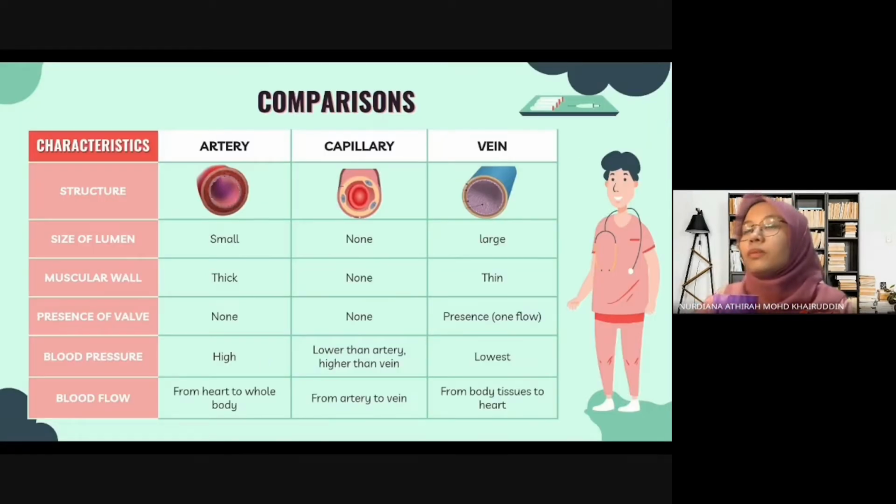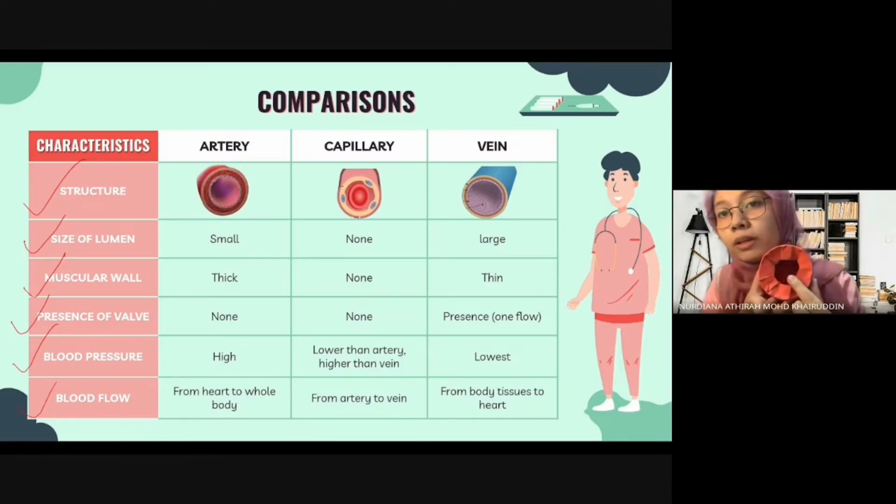Let's see. As you can see here, we have a few characteristics: structure, size of lumen, muscular wall, presence of valve, blood pressure, and also blood flow. For the artery, this is the structure of artery. Basically, the size of lumen and muscular wall are connected with each other. This is the lumen, the middle one. The size of lumen for the artery is small. So when the size of lumen is small, the muscular wall is thick.